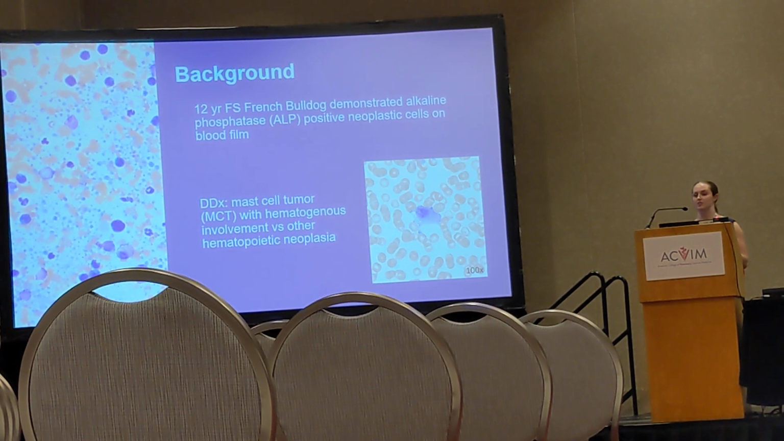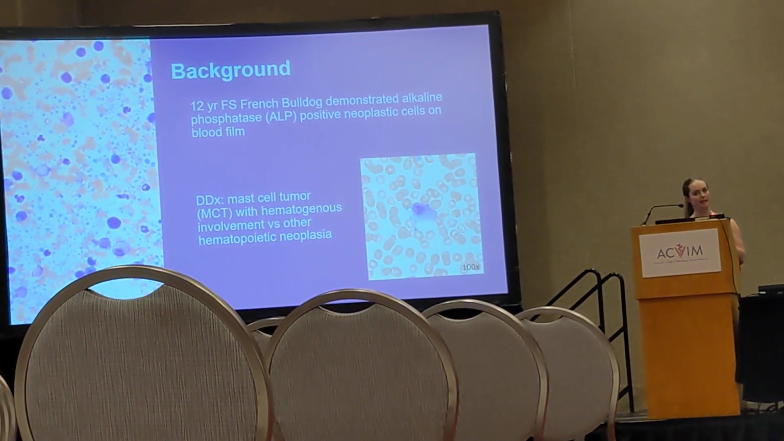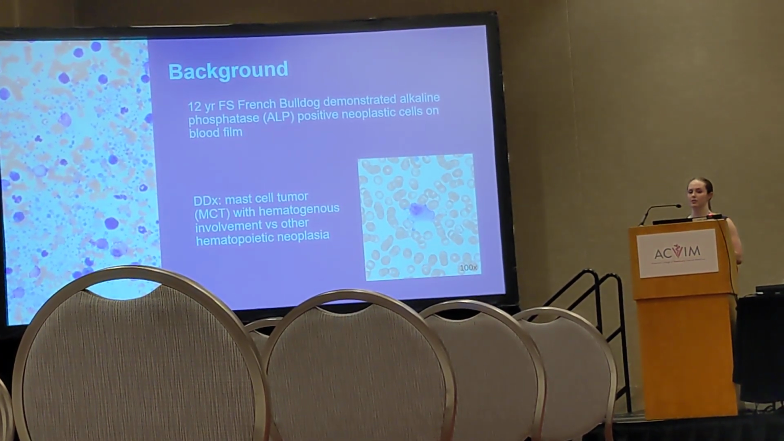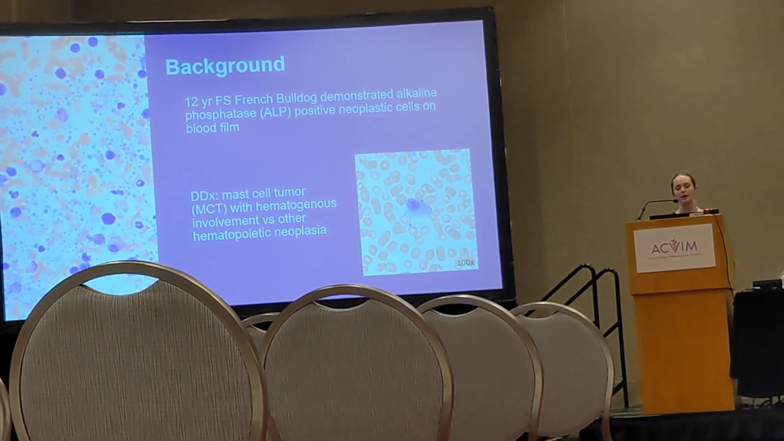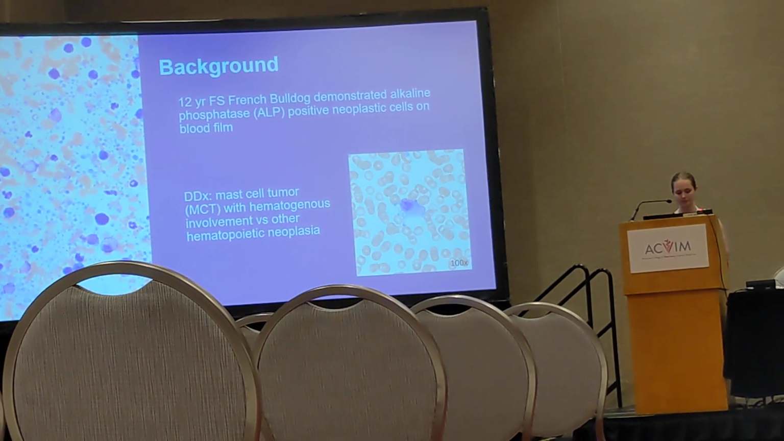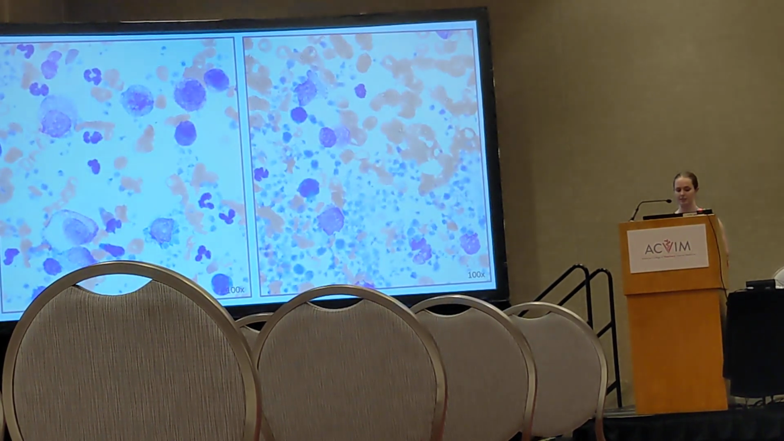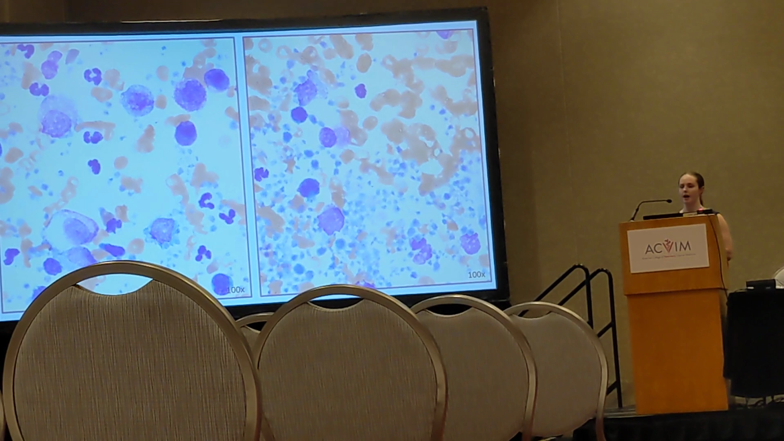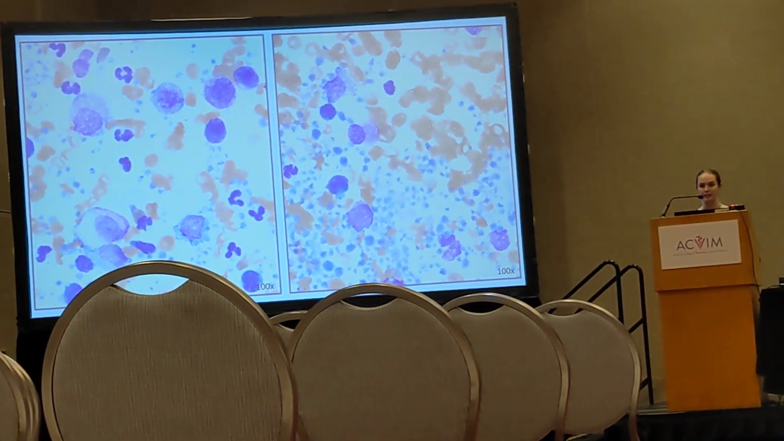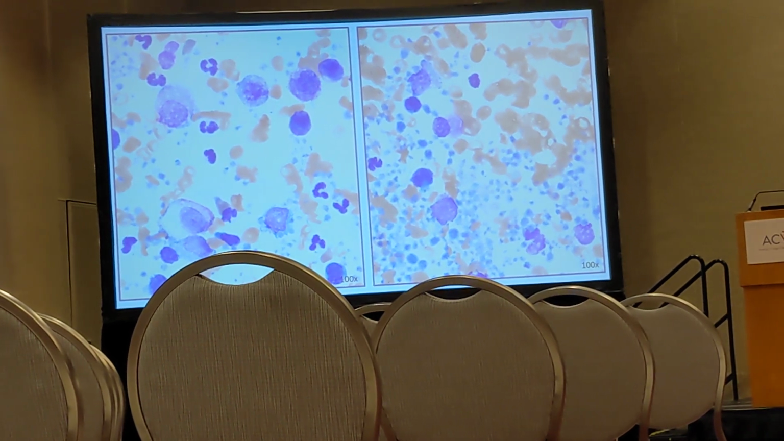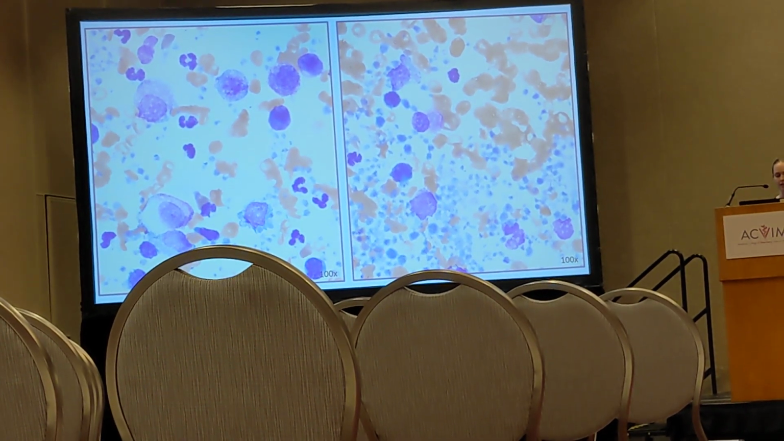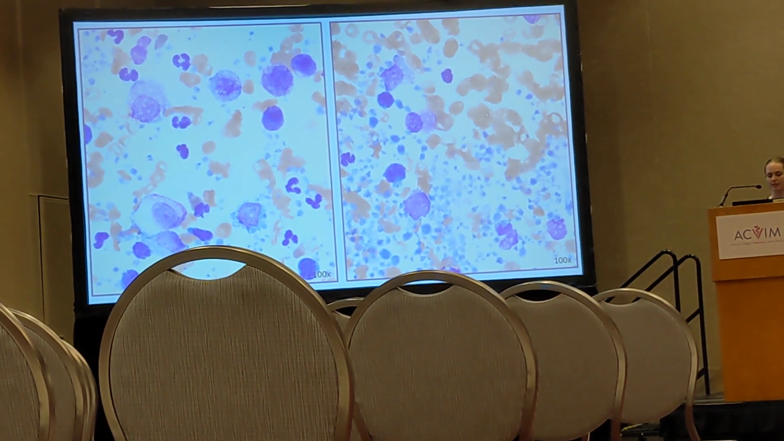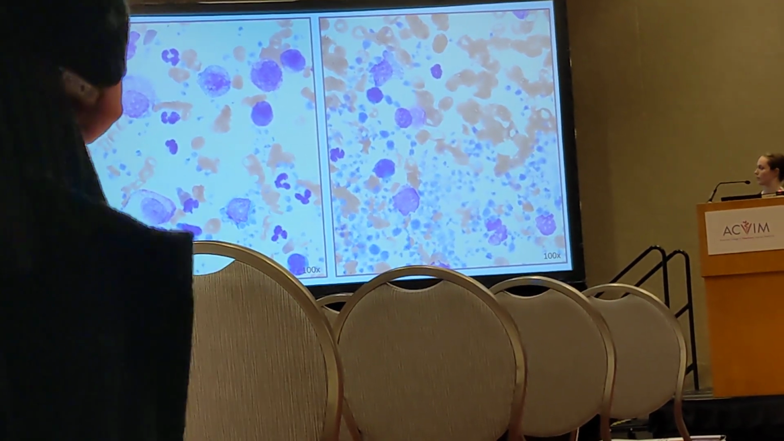Based on the characteristics of these cells, which I'll go over a little bit more on the next slide, the main differentials were a mast cell tumor with hematogenous involvement or another hematopoietic neoplasia. To delve a little bit more into the characteristics of these cells, they have round, lobulated nuclei, pale to moderately basophilic cytoplasm with pink to purple granules, and some even having a mast cell-like appearance. And this mast cell-like appearance is especially seen with the cell in the upper right-hand corner.